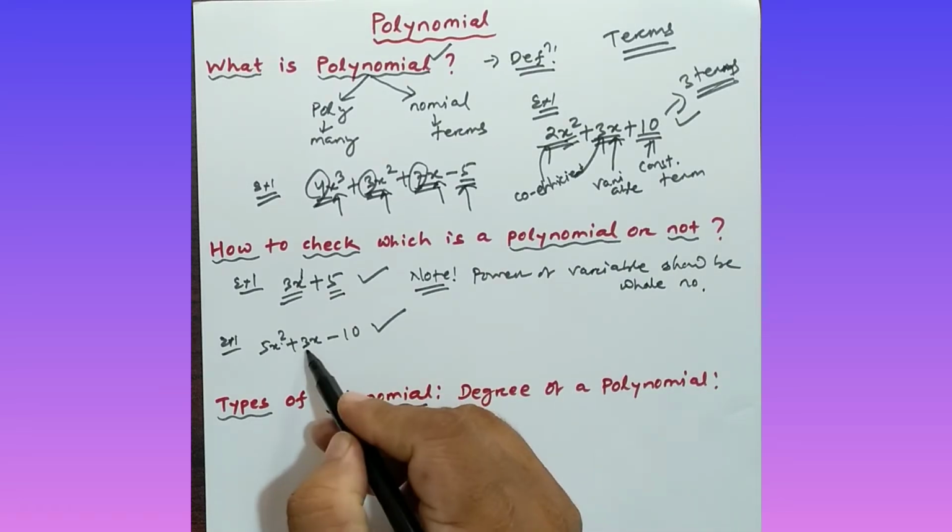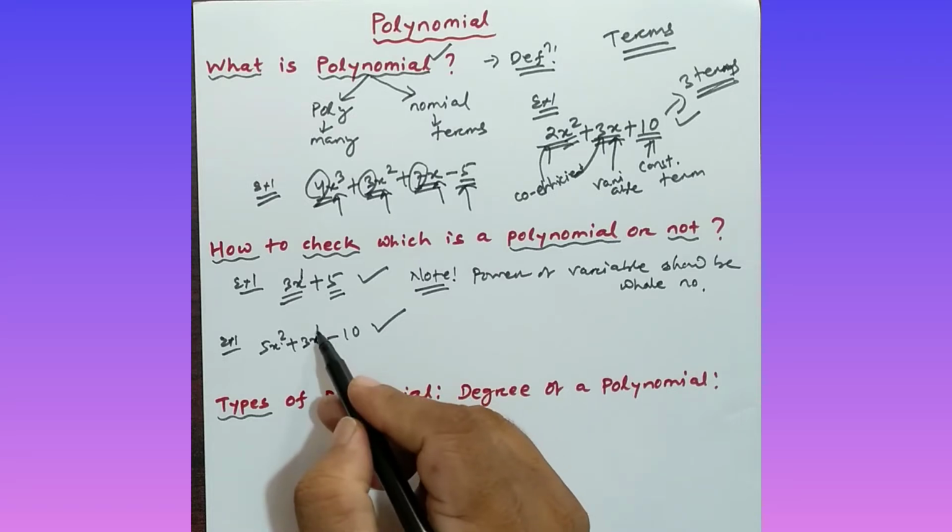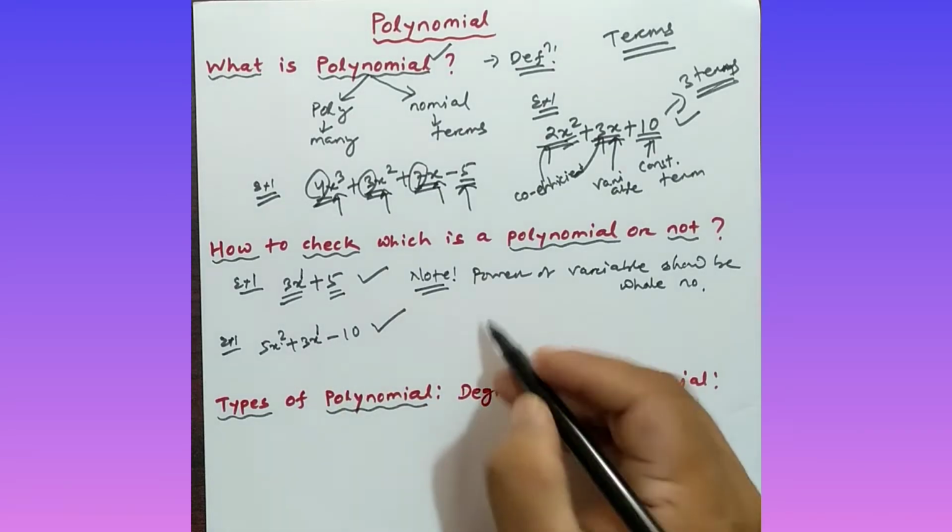It is a whole number. Yes, 3x power part 1 here. It is a polynomial. 1 is what? Whole number. Yes. Okay, but look at another example.